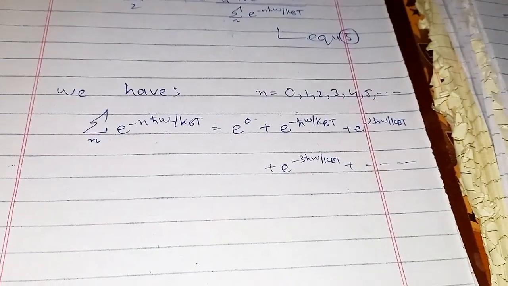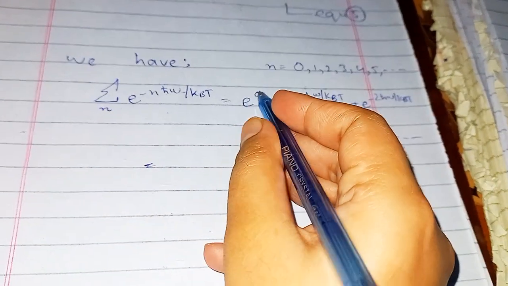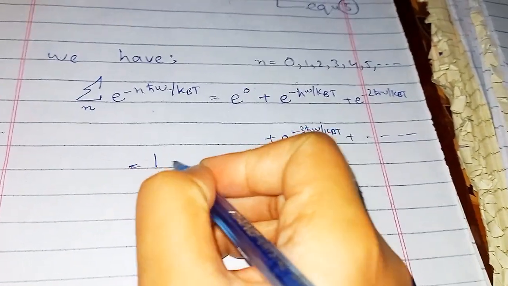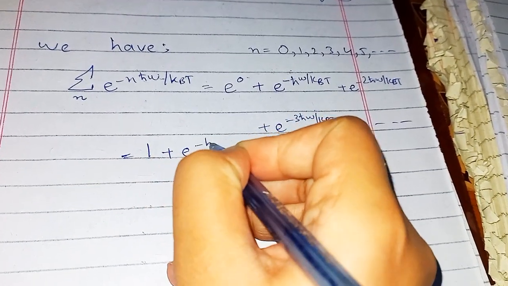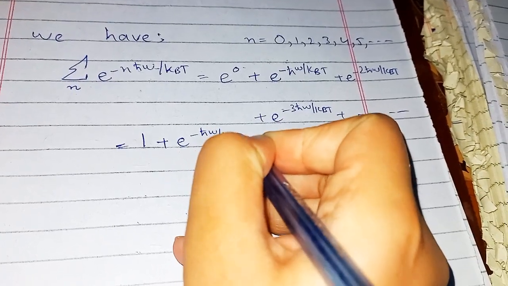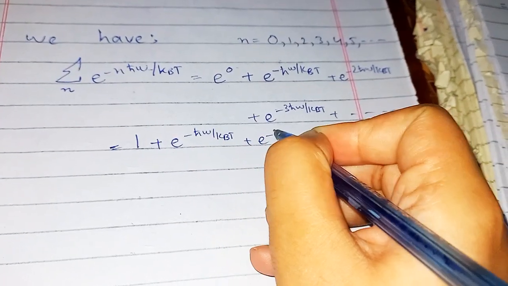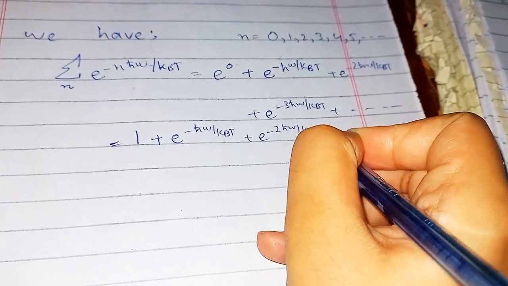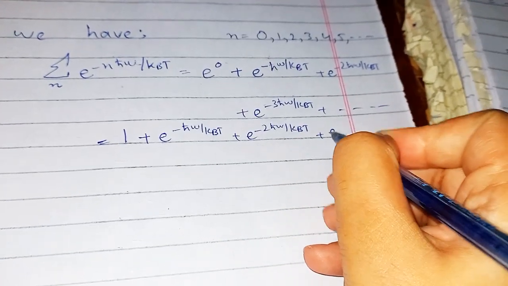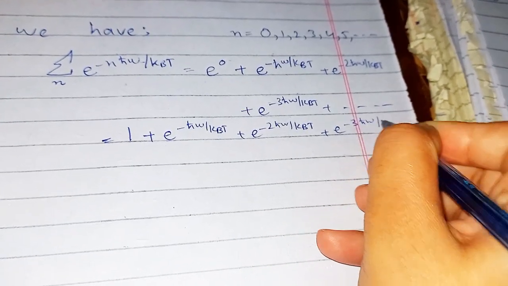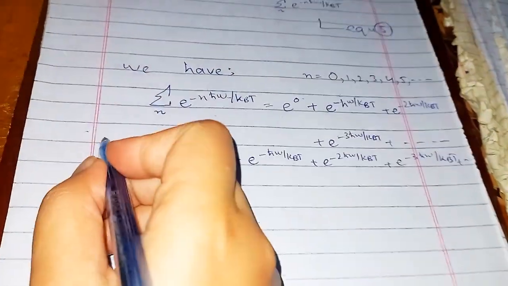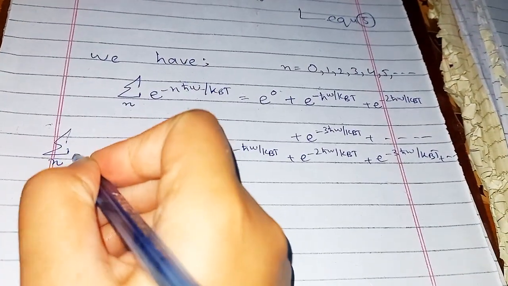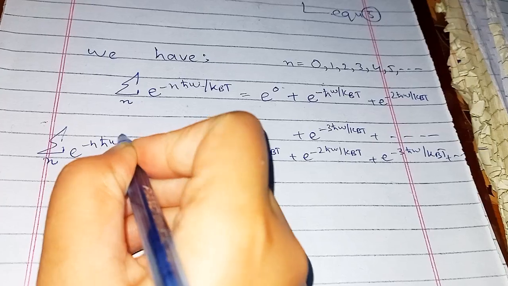Let me tell you people that in place of e to the power 0 we can write 1. We have plus e to the power minus ħω by kBT, plus e to the power minus 2ħω by kBT, plus e to the power minus 3ħω by kBT, and so on. Now this series, this summation, forms a geometric series.